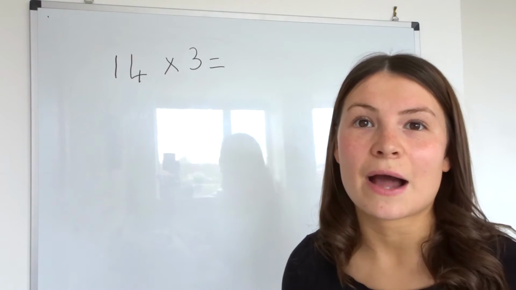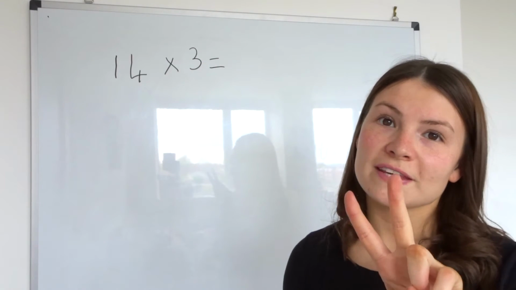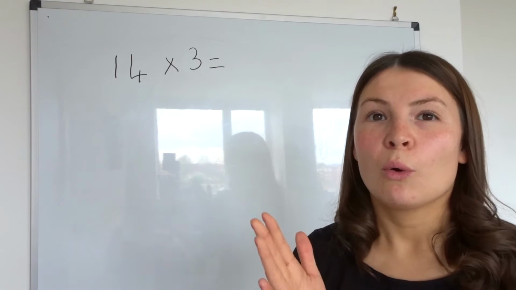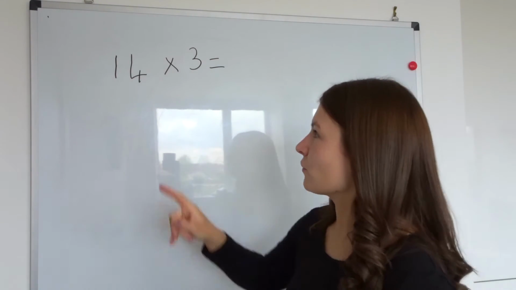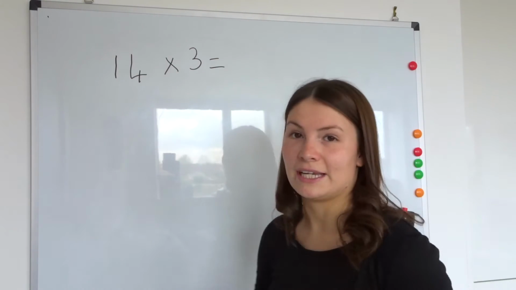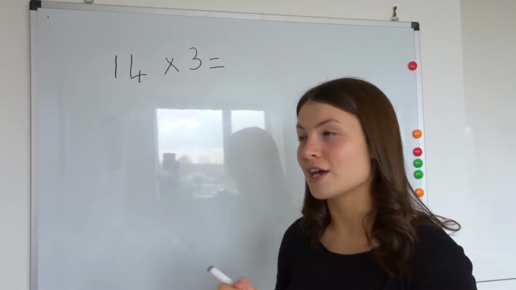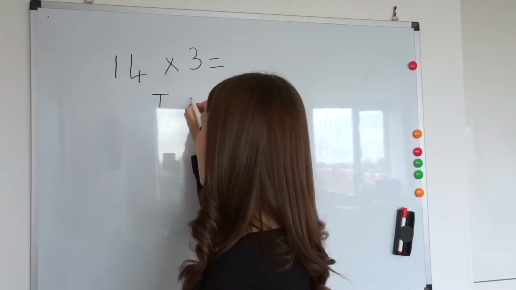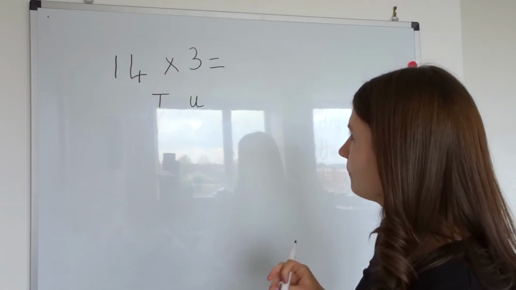Okay, so here is our first question that we are going to answer together. I'm going to do 2 of these and then I'm going to give you some to do on your own, and then I'm going to put some word problems up on the board for you to have a go at. So the first one, we've got 14 times 3. Now, if you remember from the last video, the first step that we need to do is we need to put our tens and units column.